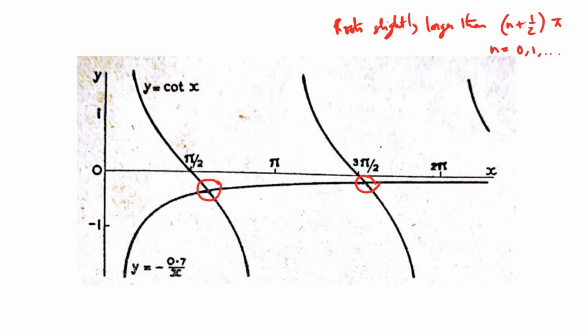Now the correct solution to take will be what? This one, the correct solution. So let me write it. The correct solution will be this, approximately half pi. And why is it that?